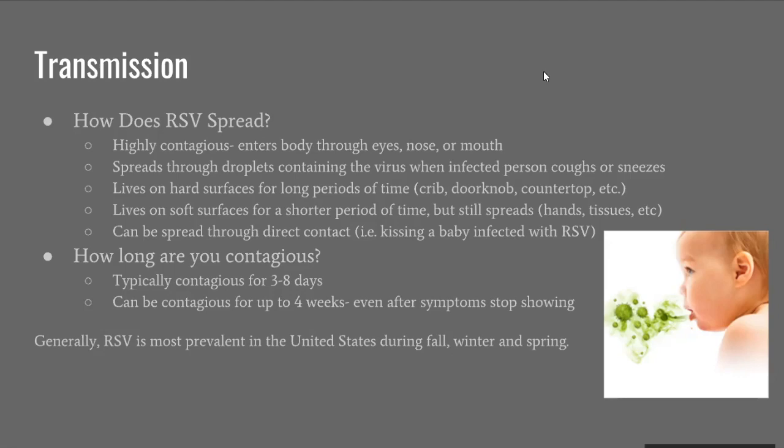So once you contract RSV, you're typically contagious for about 3 to 8 days. That's just on average. You can actually be contagious for up to 4 weeks. So you might be feeling completely better and have no more symptoms, but you could still be contagious. So you need to be careful after you get RSV. And typically, this is most prevalent in the US from fall to spring. That's what they call RSV season. So summer, you can count your lucky stars and hope that you don't get RSV then.